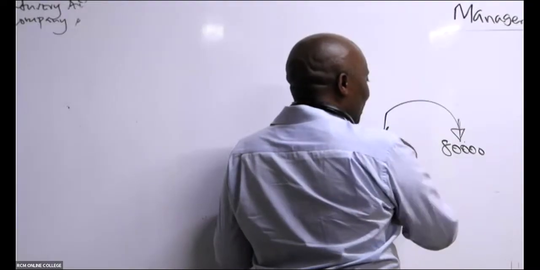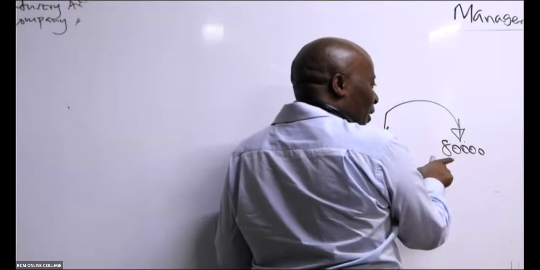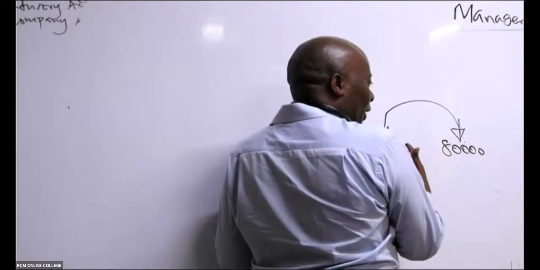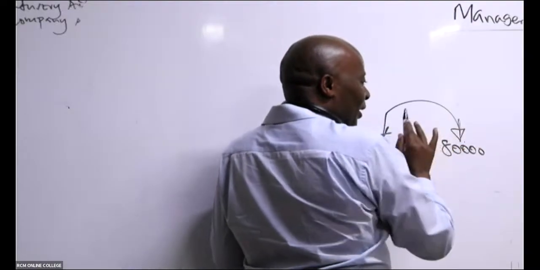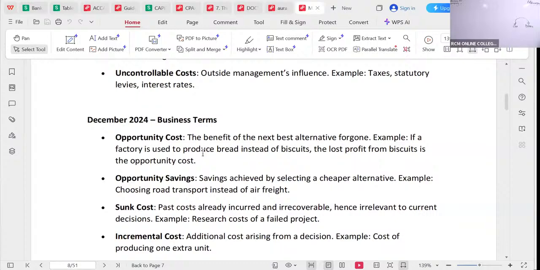So you see, by being in class here, this person is losing 80,000. This is the opportunity that he has lost, the value or the cost of the foregone alternative. So opportunity cost is the benefit of the next best alternative foregone. Example, if a factory is used to produce bread instead of biscuits, the lost profit from biscuits is the opportunity cost.